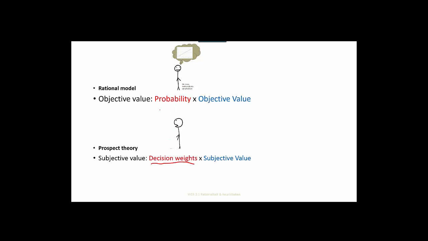So the question is, how can we better explain that Mr. Jones, in this case, chooses to buy a lottery ticket? And we have to look at, as we did during the second lecture, the difference between subjective and objective probabilities. So instead of multiplying the objective probabilities by objective values, he probably multiplies the subjective probability by subjective values.